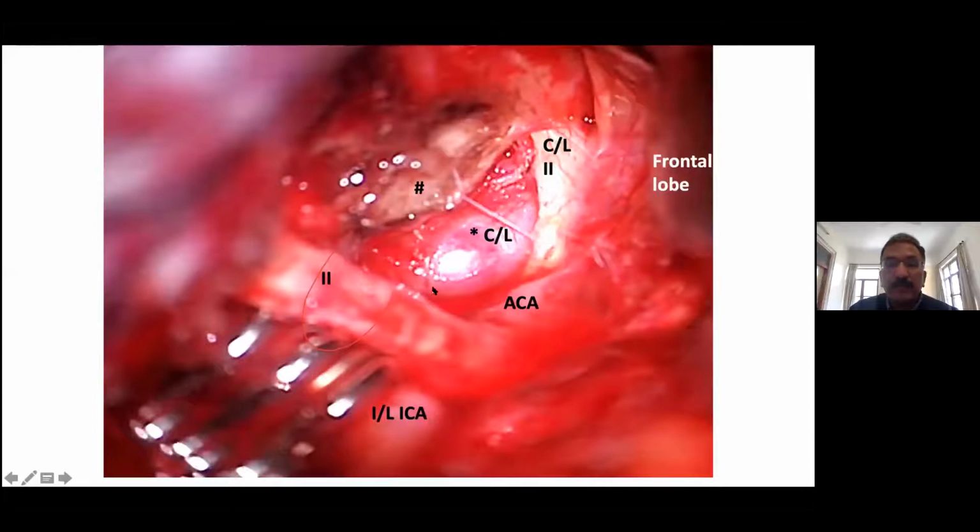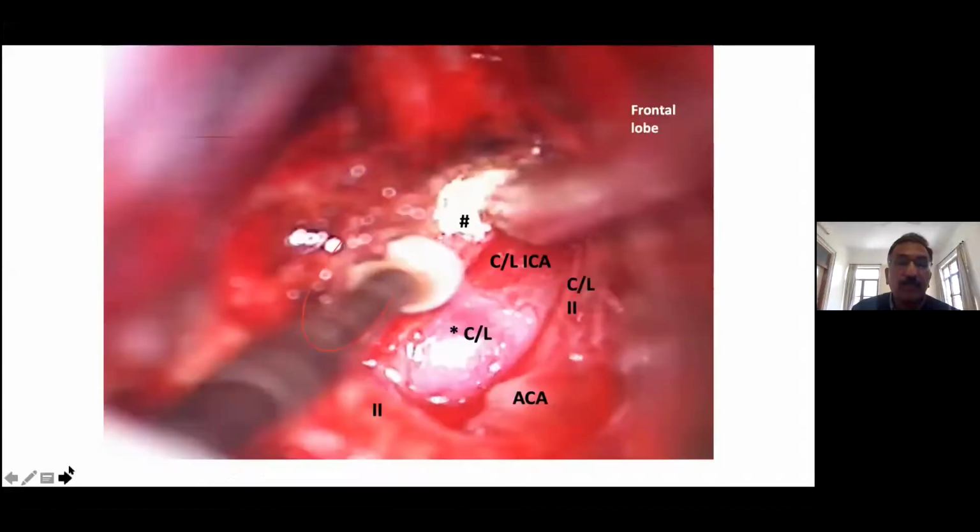This is the second nerve. These are the clips. This is the contralateral aneurysm. You can see the contralateral second nerve, which is lifted up by the aneurysm. Now we are drilling the planum sphenoidale on the contralateral side. This is the contralateral ICA, the contralateral aneurysm, and the second nerve that you can clearly see here. This is the ipsilateral second nerve.